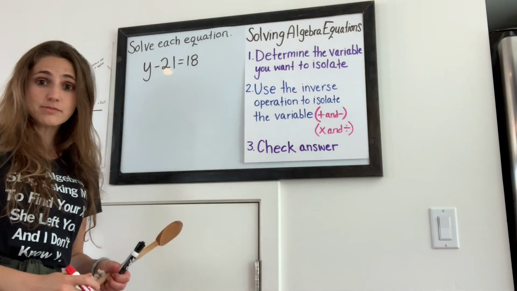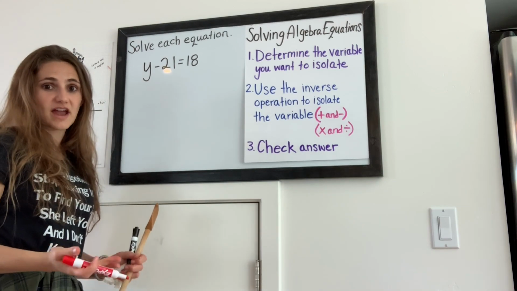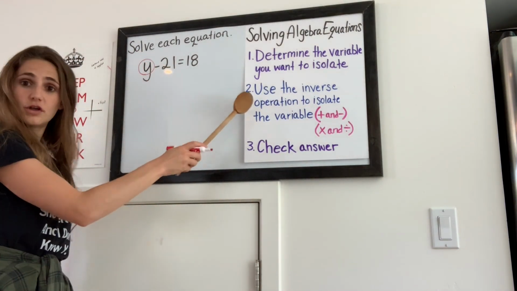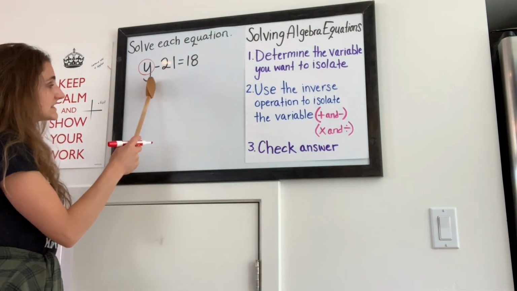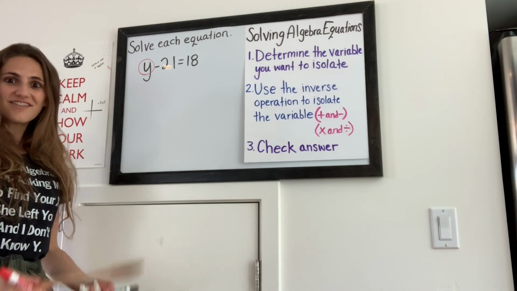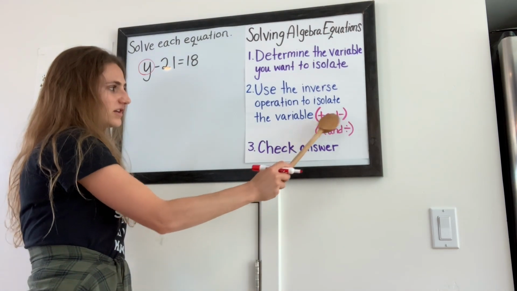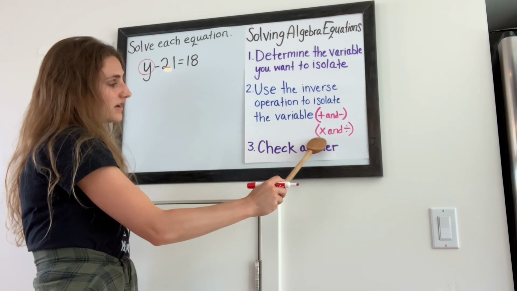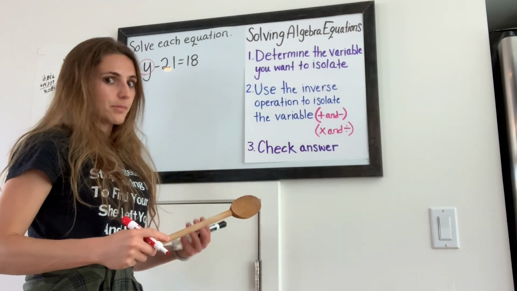We'll follow the same 3 steps that we did yesterday. First, let's determine our variable that we want to isolate. In this case, it's y, so I'll circle it. Step 2, use the inverse operation to isolate the variable. Today, we are dealing with subtraction. The opposite of addition is subtraction. And remember, I put a little reminder here. Addition and subtraction are inverse or opposite operations. Multiplication and division are inverse or opposite operations.